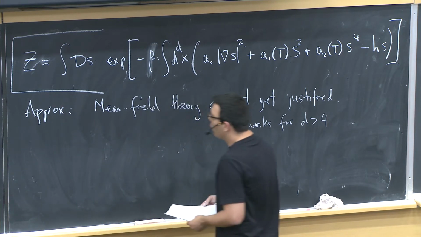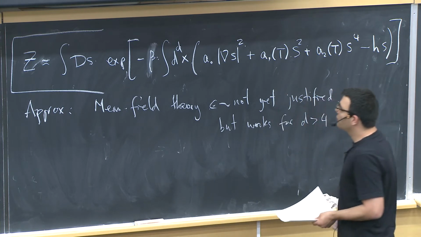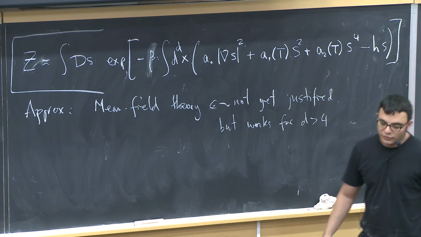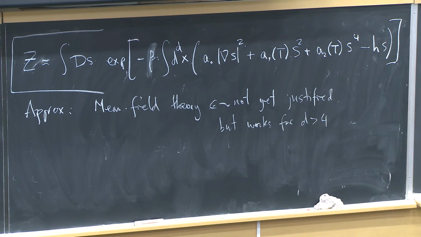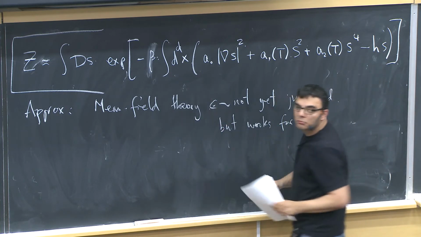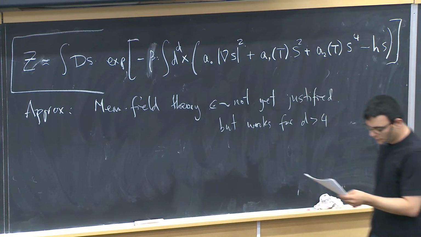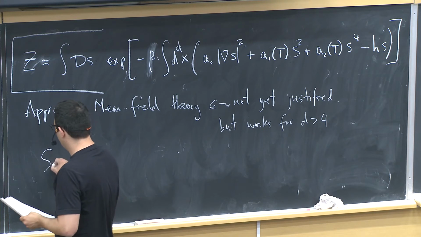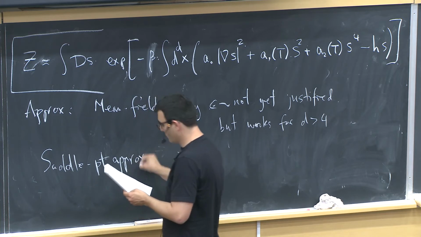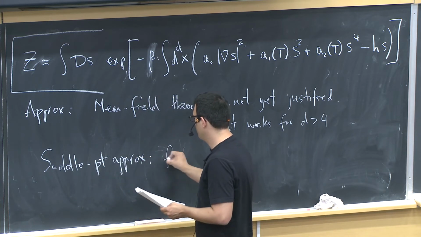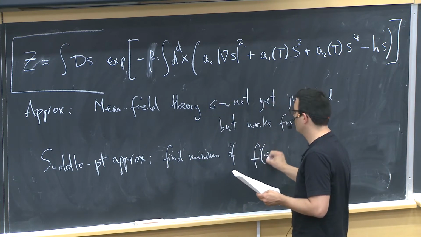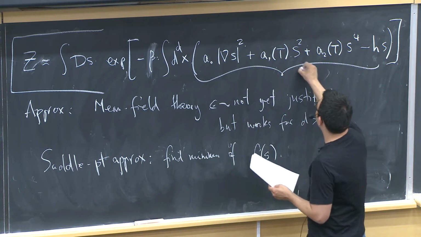Okay? So this approximation is just a saddle point approximation. It says, well, if we want to find the dominant contribution to this partition function, we should just minimize this term here in the parentheses. So saddle point approximation. Find minimum of f of s. And f of s, I'll just denote by f of s this quantity over here.